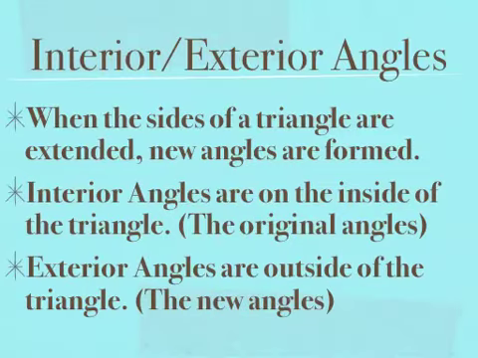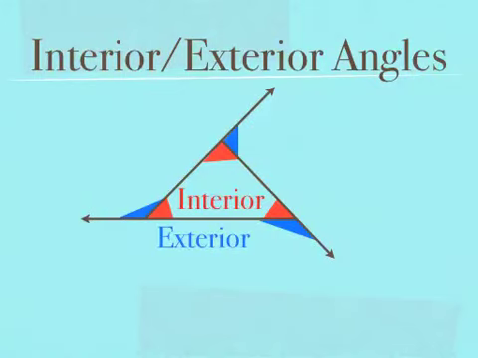Interior and exterior angles. When the sides of a triangle are extended, new angles are formed. Interior angles are on the inside of a triangle, or the original angles of the triangle. Exterior angles are outside of the triangle, or the new angles that are formed when we extend the sides. Notice here I have the interior angles in red and the exterior angles in blue. If you ignore the blue, notice that the interior angles are forming a triangle. And notice that the blue angles are formed only when we extend the sides of the triangle.